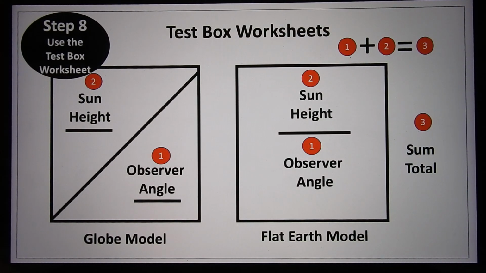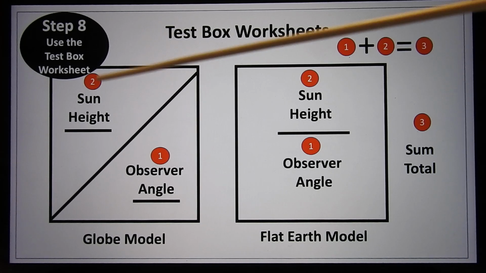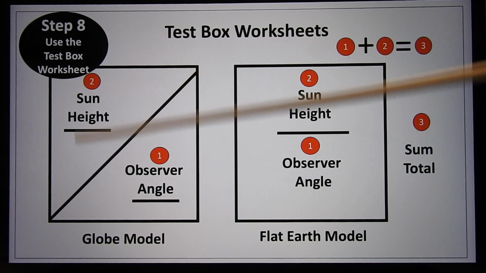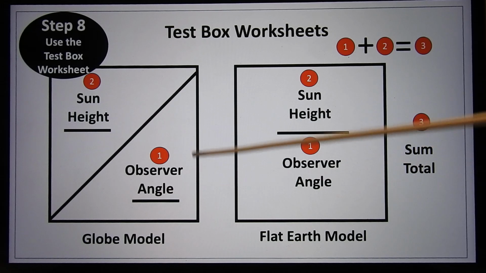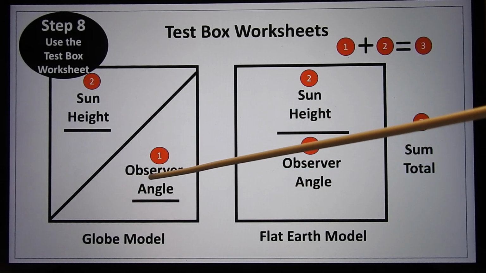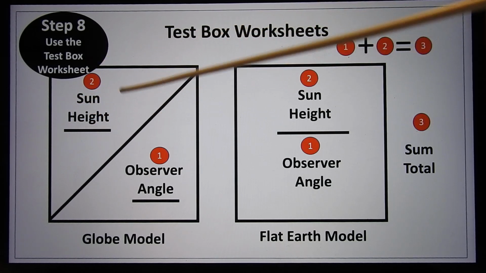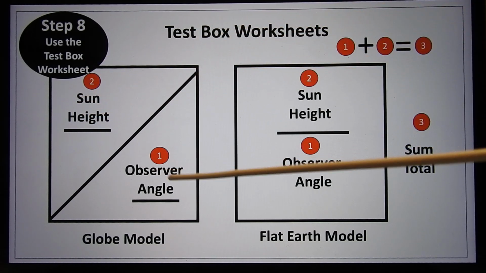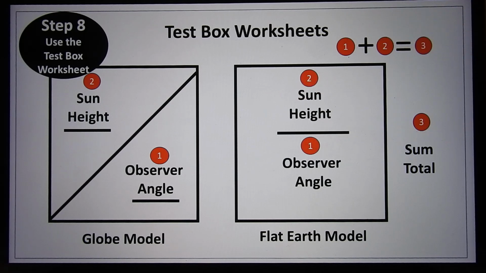Once we get that angle, I'll show you an example of that. All we're doing is adding the vertical angle or the sun height here for the globe model plus the observer angle or the distance. So if we're doing a 45-degree sector test, we put 45 here. And then if we get a sun height, let's say at 50.1, we add 50.1 plus 45. You add those two numbers together, it equals 95.1. The sun being 90 degrees, that's 5.1 degrees over. That exceeds the globe model's limit. That's for the globe model.